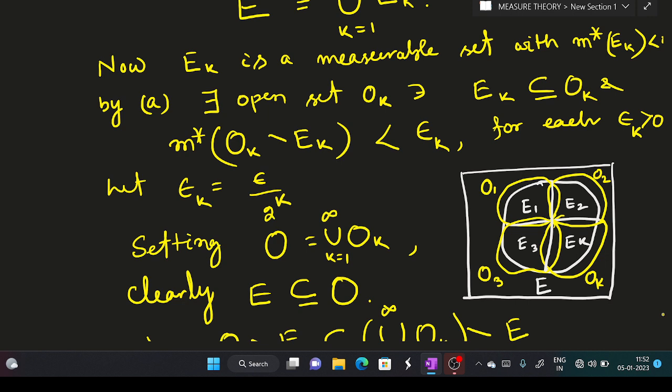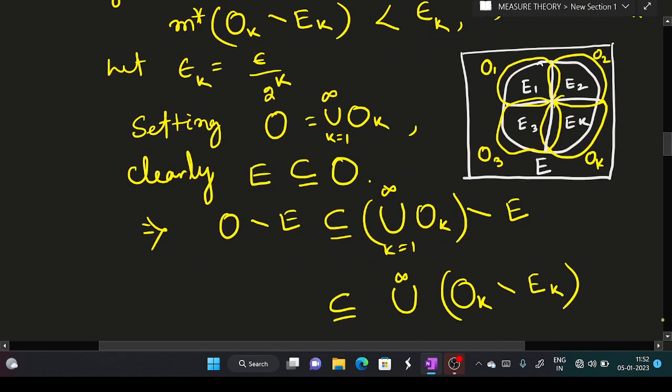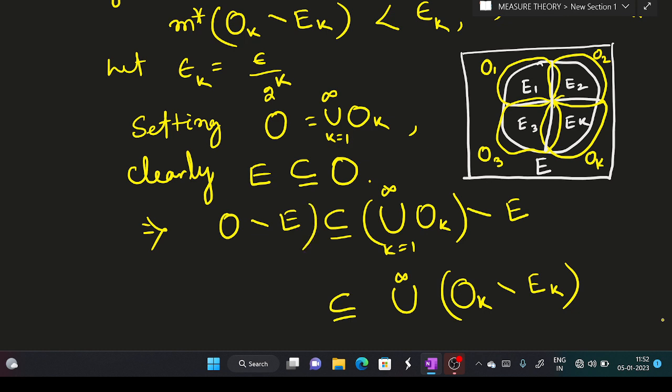Clearly O is an open set, and E is contained in O. So now, O difference E is a subset of, substituting the value of O, the union over k from 1 to infinity of Ok difference E.